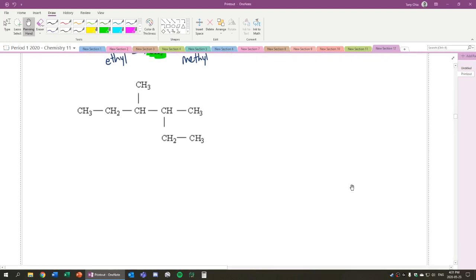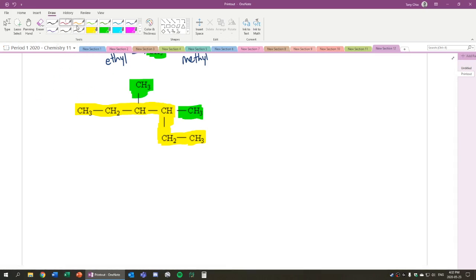So in this example right here, what is my parent chain? Well, if I number these carbons, 1, 2, 3, 4, 5. Okay, 5 is pretty long, but is there a longer one? And there is, because I could go 1, 2, 3, 4, 5, 6. 6 is my longest one, so I'll highlight my parent chain like so. Here's my parent chain. Which means I have 2 branches. They're both methyl groups.